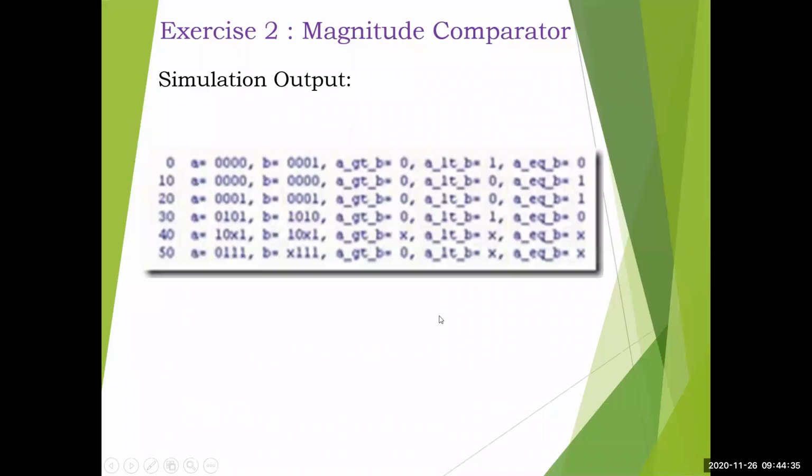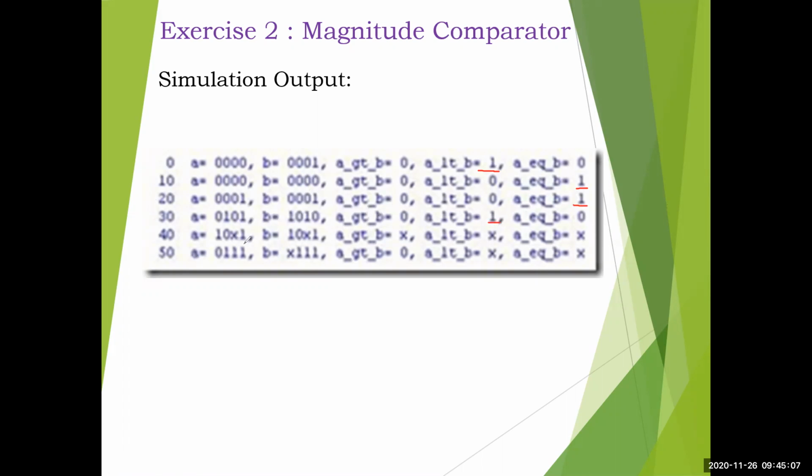So we will see the output here. See here, in all the cases it is x. So what combination will come? Fine. For 0 0 0 1, in the first case a less than b is 1. Then 0 0 0 1 and 0 0 0 1 combination gives a equal to b is 1. Then 0 1 0 1 and 1 0 1 0, definitely a less than b is 1.